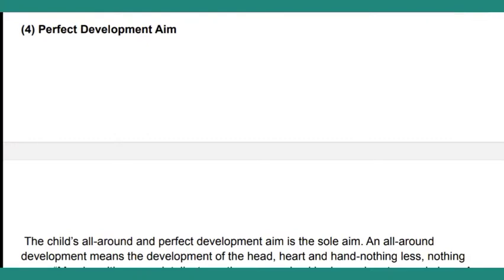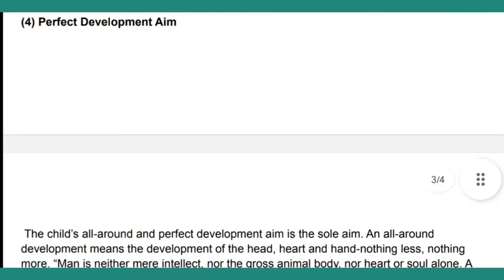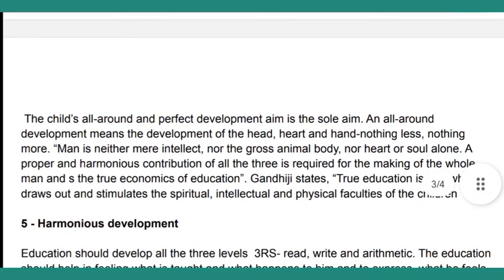Now let's see the fourth. Fourth is perfect development aim. Gandhiji says that children's all-round development is very necessary, and it should be the development of the head, heart, and hand. He used to say that we should give education to train the mind and heart as well as the hand. He always wanted to encourage craft and material things, so he said that education through hand is also important.